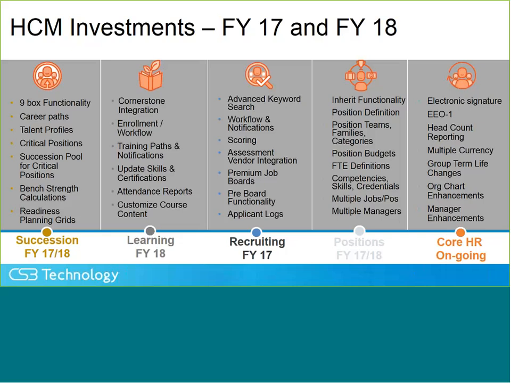Along that same line, these are the HCM investments for Scissortail over the next couple of years. It's all broken down, but for succession planning, you can see specific succession planning tools, bench strength calculations, some things about learning, attendance reports, and training paths. With recruiting, really great scoring and assessment options for you, job boards, and then for positions, I mentioned budgeted positions. If you're a nonprofit or have a board, a lot of you have to have those budgeted positions. I know I did when I was in that role, so it's really important to have that functionality. And then, of course, we all know that the EEO-1 is changing, so they're making sure they're on top of that so they can change the core HR function as things happen in the world.